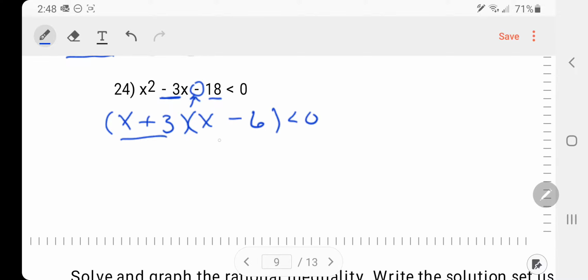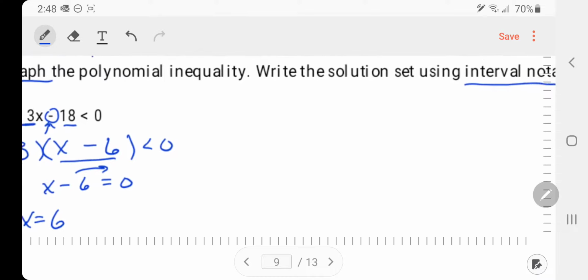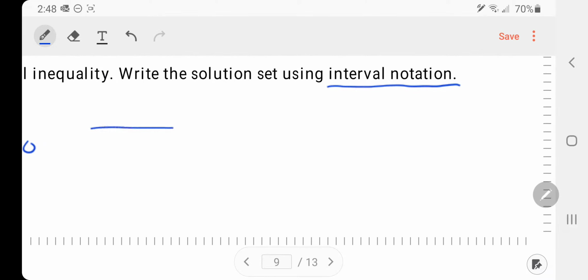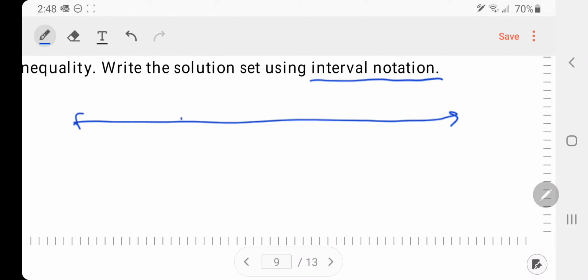And then I can set each factor equal to 0 and solve. And those are not going to be the solutions. Those are going to be the critical points. So x equals negative 3 and x equals 6. Those are critical points. Okay, now to the number line. I've got my 2 critical points, negative 3 and 6.